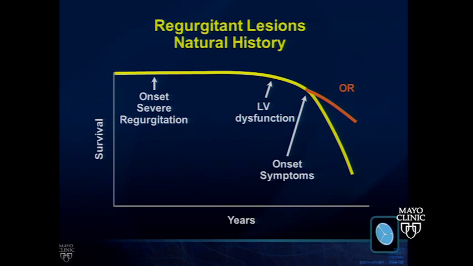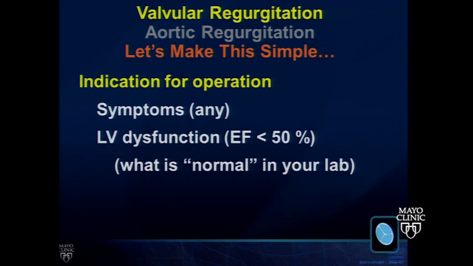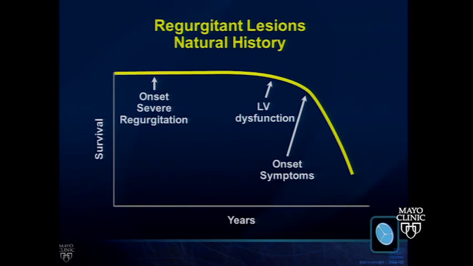Now, if they have the onset of symptoms, any symptoms, you operate. No doubt about it. So they got severe AR, they get short of breath walking up 2 flights of stairs, you operate. No doubt about it. You operate with left ventricular dysfunction. Now, I said ejection fraction 50% or less, but it's what's normal in your lab. So if your laboratory says your ejection fraction is abnormal, less than 55%, operate at less than 55%. But it's whatever is normal in your lab. And remember, you can use the preoperative ejection fraction in aortic regurgitation.